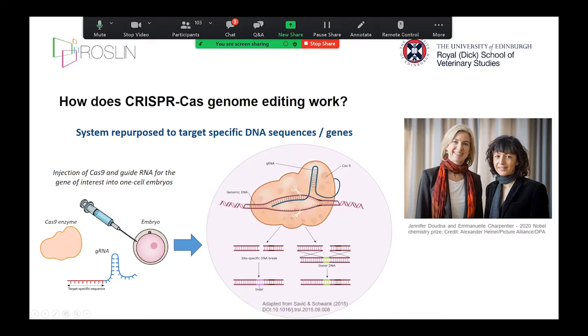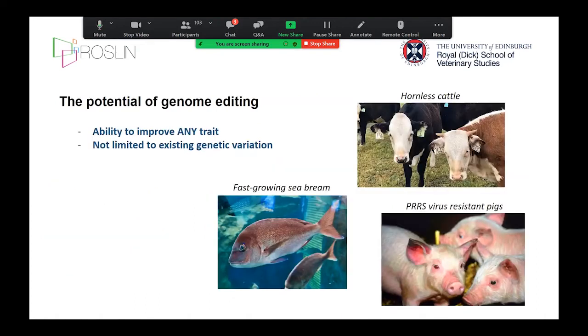So what's the potential? Well, the potential is basically almost unlimited, within biological limits, obviously. There's the ability to improve almost any trait. And what's important is that it's not limited to existing genetic variation. So rather than waiting for changes to occur naturally over many generations, which we can exploit, we produce those changes ourselves, speeding up the mechanism of improving the traits of interest.